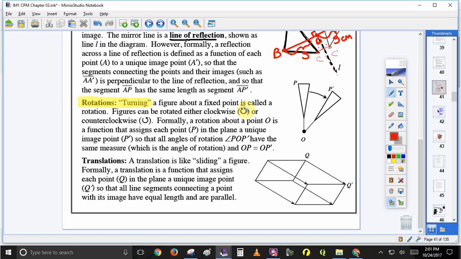If it's going the opposite direction, it is counterclockwise.